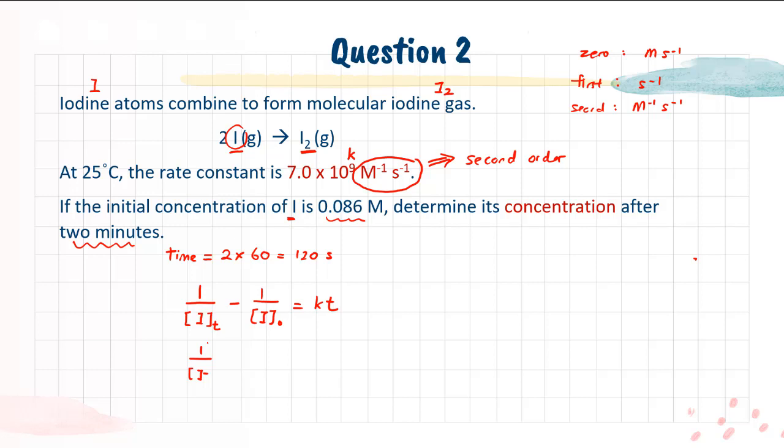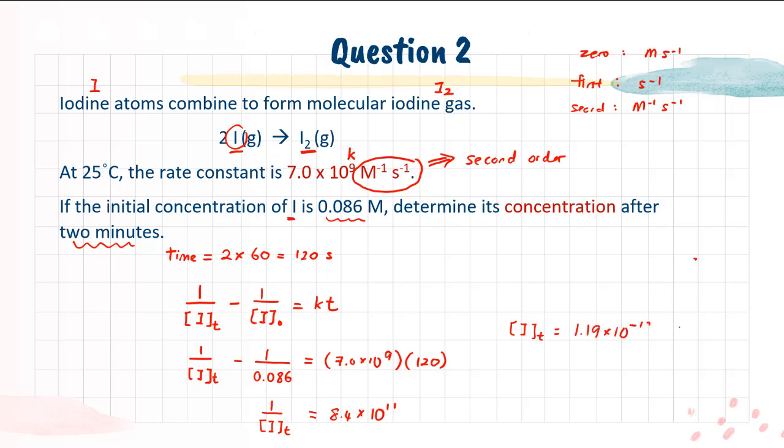So 1 over [I]t minus 1 over the initial concentration given in the question, 0.086, equals the rate constant 7.0 times 10 to the power of 9 times the time taken, 120 seconds. Solve your calculation, and you will eventually get 1 over [I]t equals 8.4 times 10 to the power of 11. Don't forget to find the concentration of I, which equals 1.19 times 10 to the power of negative 12, with the unit molar. So this is your final answer.